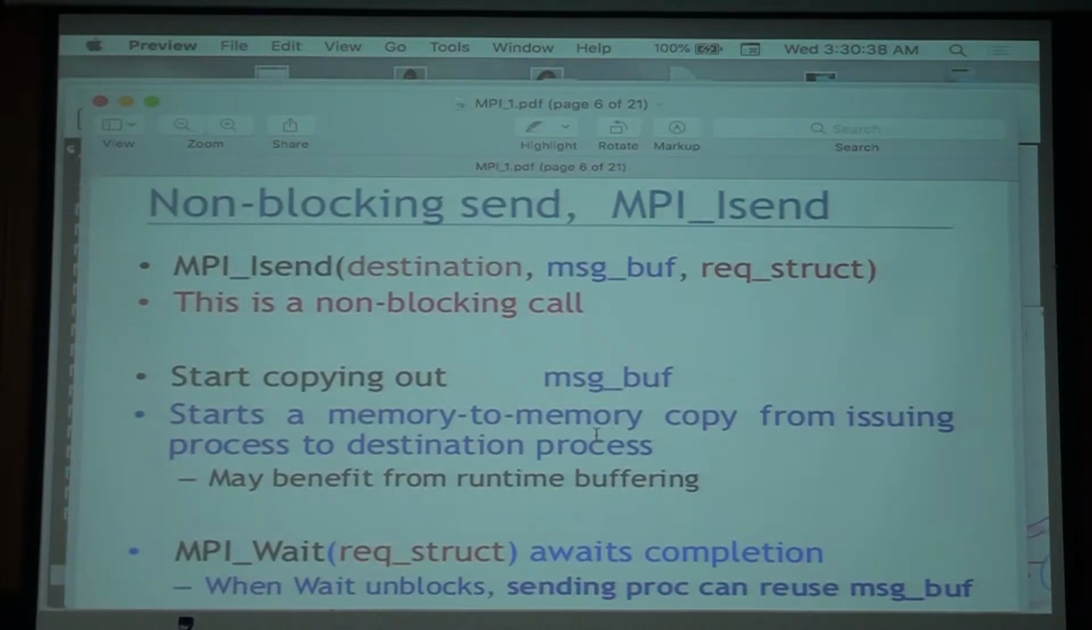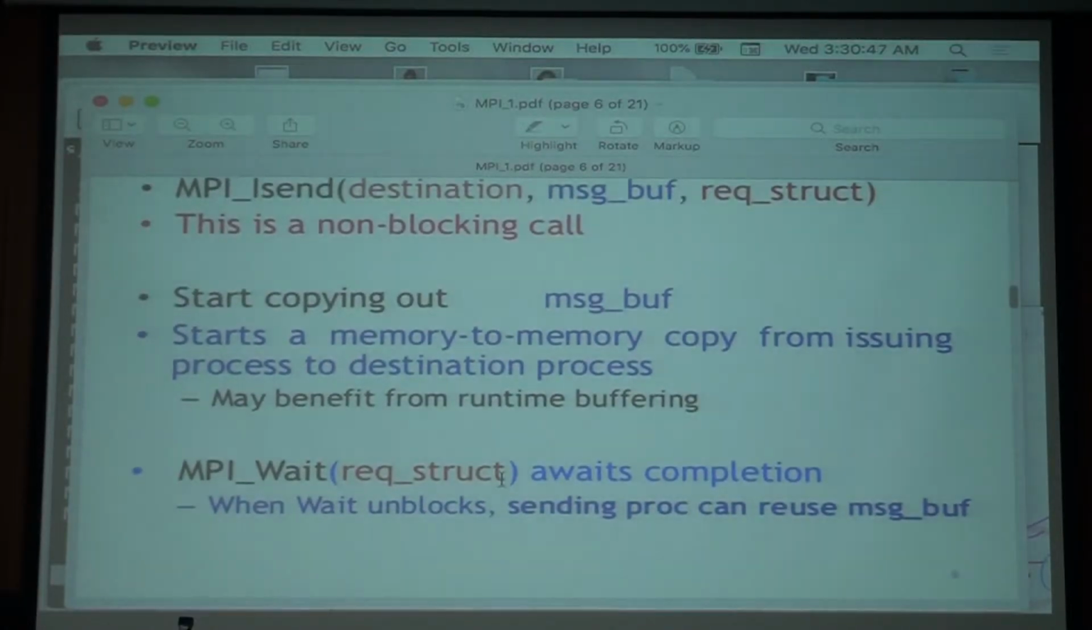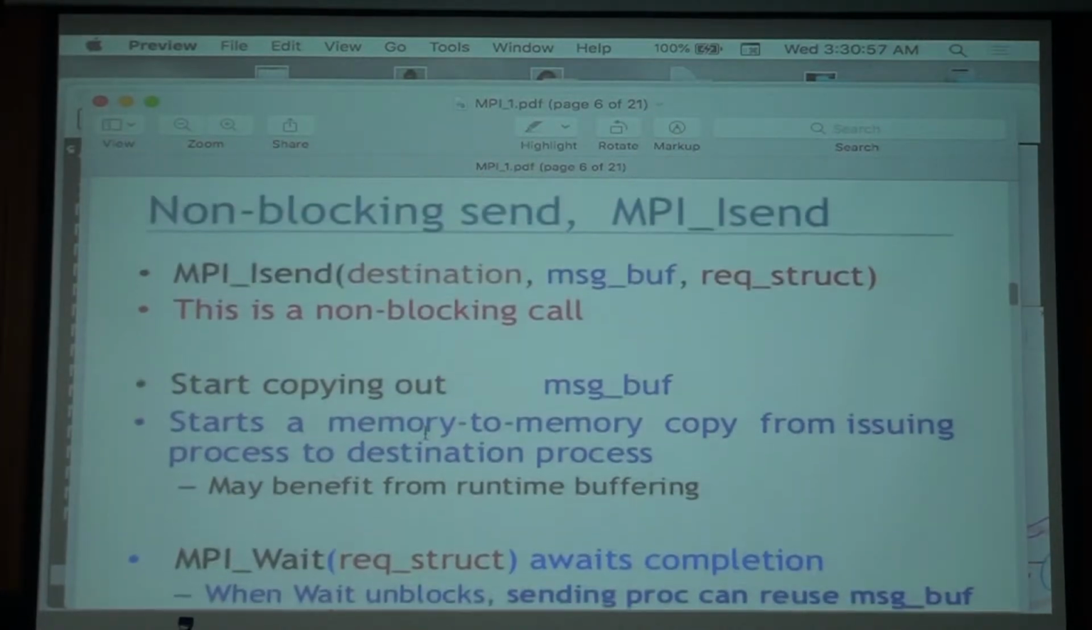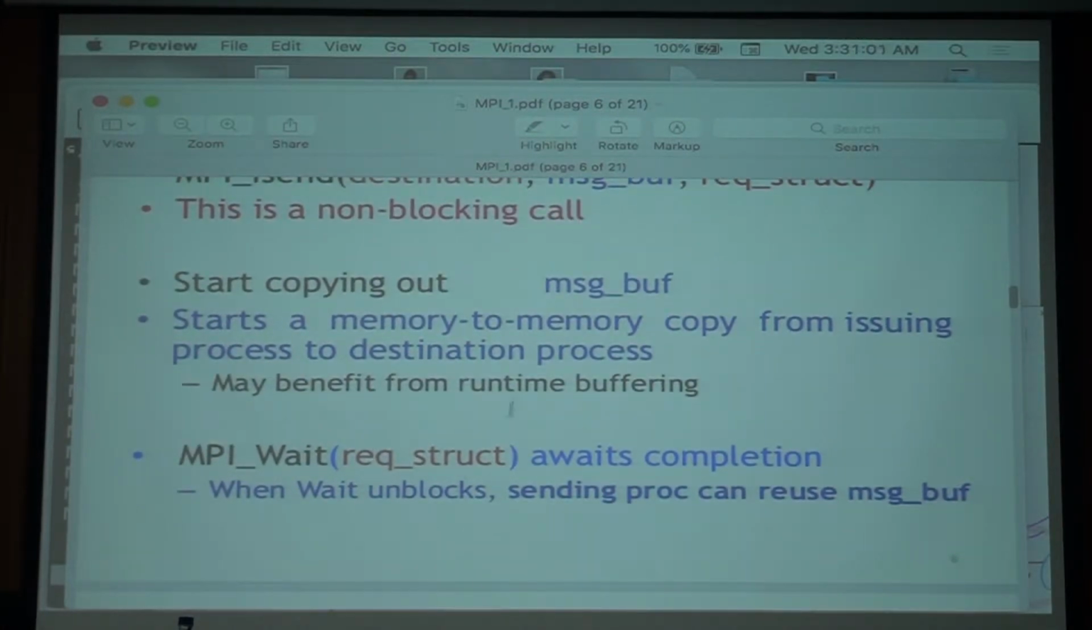But like I said, this may benefit from runtime buffering. If the runtime buffering is there, the send can drain quickly and move on. Otherwise, it has to wait for the receiver. Because there is no runtime buffer, it has to hand it directly to the receiver. Handover. Then the MPI wait of that request structure.